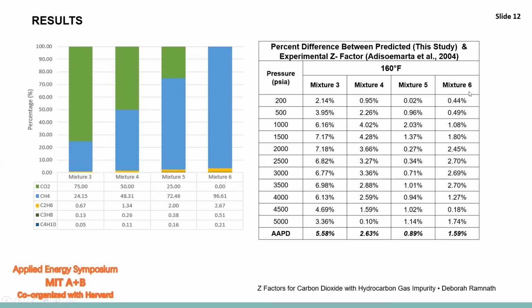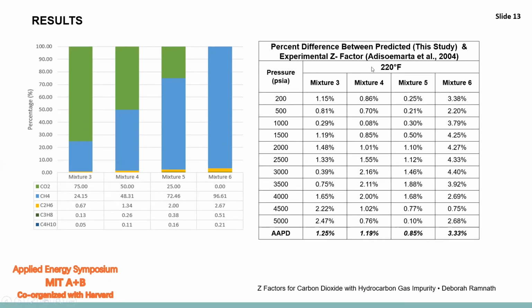Here we see mixtures 3 to 6 and the various pressures investigated at a temperature of 160 degrees Fahrenheit. From analysis of the results, we see that less than 10% percentage difference was observed, and the average absolute percentage difference ranged between 0.89% to 5.58%.